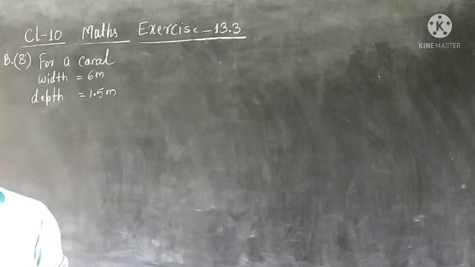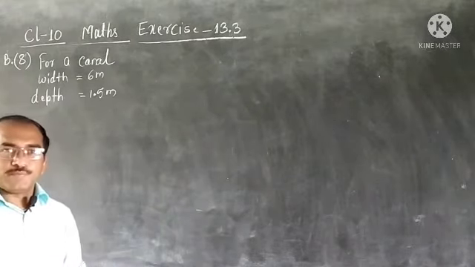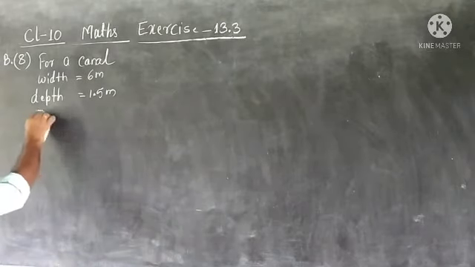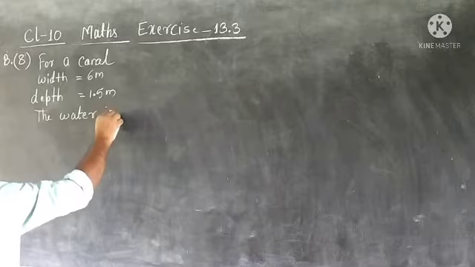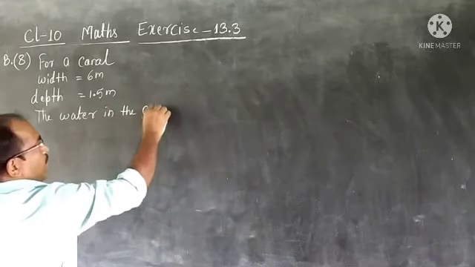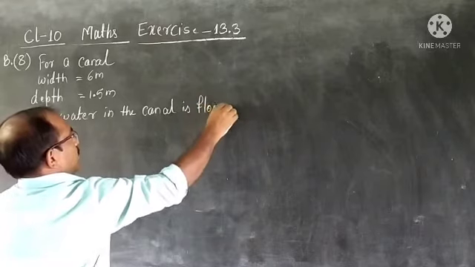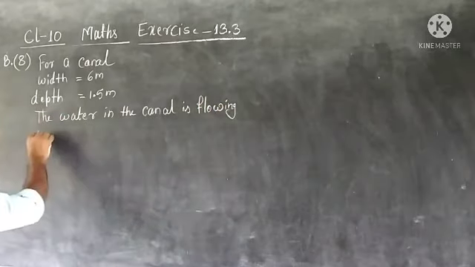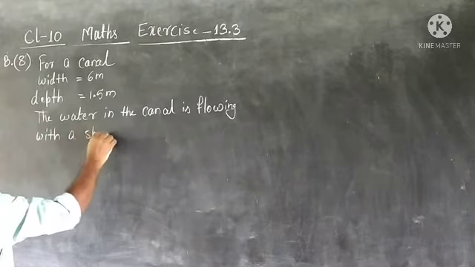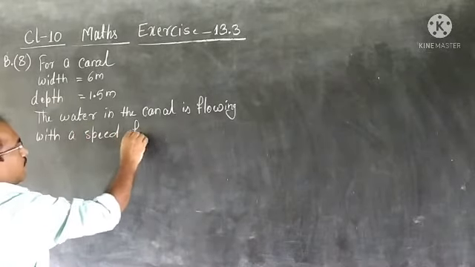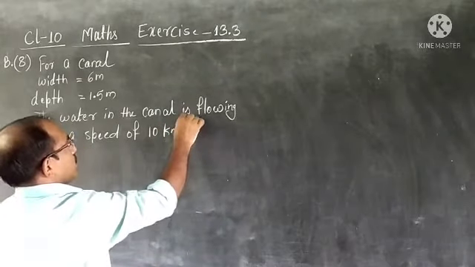Then water is flowing in the canal with the speed of 10 km per hour. So, this is the condition we need to understand here. The water in the canal is flowing with a speed of 10 km per hour. So, what do we mean by this speed?